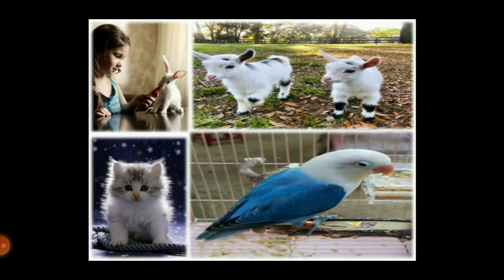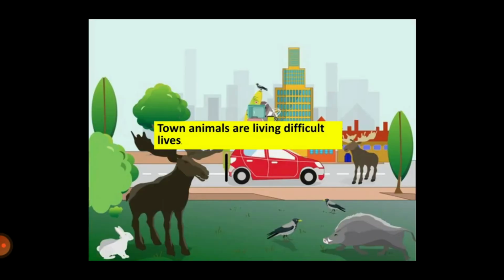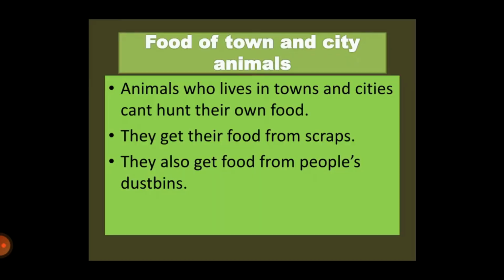All those animals which are wild, it is very difficult for them to survive in a town. So town animals are living a difficult life as compared to the village animals. And the city animals are really suffering a lot because of a lot of traffic and many other things. So town animals are in a little bit better condition as compared to the animals living in the city. So what are the foods of town and city animals? This is the basic question: what are they eating over there and how are they surviving?